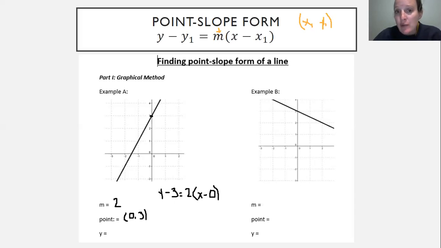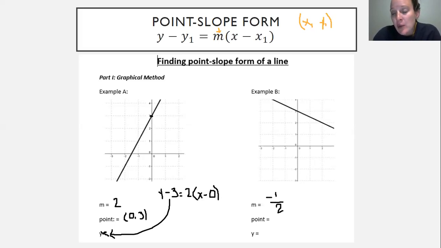There it is. And once you have it written like that, you are done. If it asks you for point slope form, you're done. That's what your answer should be, but I made a mistake and put y equals for you. You don't need y equals there. Your answer should be y minus 3 equals 2 times x minus 0. Okay, let's look at example B. Example B is going to be the same thing. We already know our slope is -1/2.